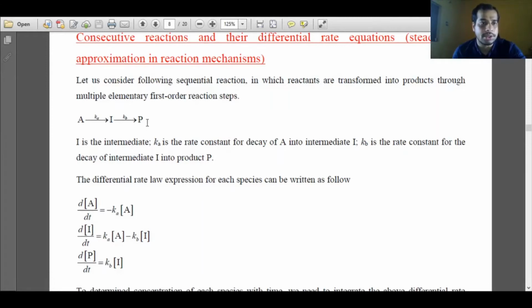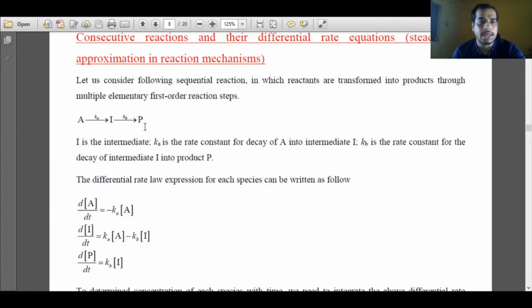Similarly, the rate law expression for product P will be Kb I. Product P is only forming with respect to Kb and the concentration from which it is forming is intermediate I. That's why the rate law expression for product P is Kb I. So for this general consecutive reaction, we'll estimate the concentration of A, the concentration of I and the concentration of product P at different stages of the reaction, meaning what will be the concentration of reactant, intermediate and product at any time of the reaction.